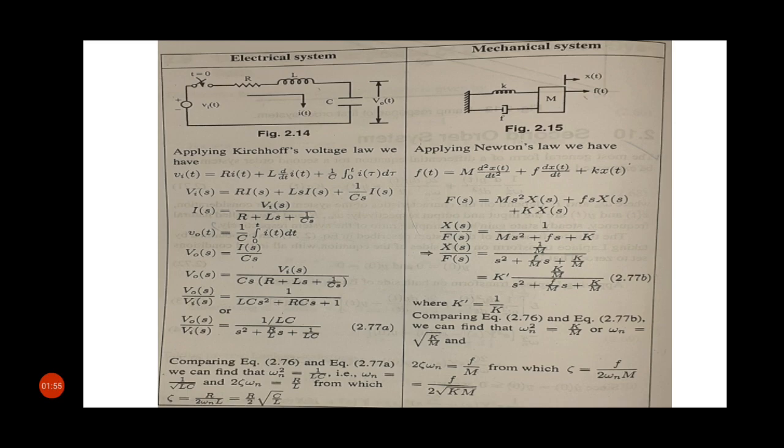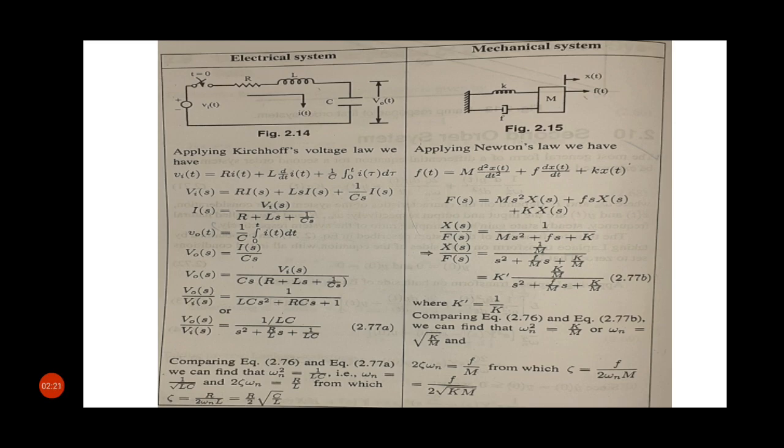Now here we have taken a mechanical and an electrical second order system, and I have derived the transfer function of these two systems. So these two systems are second order systems. Now see the electrical system. Here I have taken a simple RLC circuit.